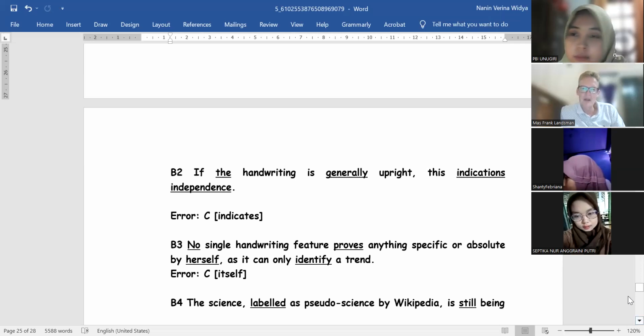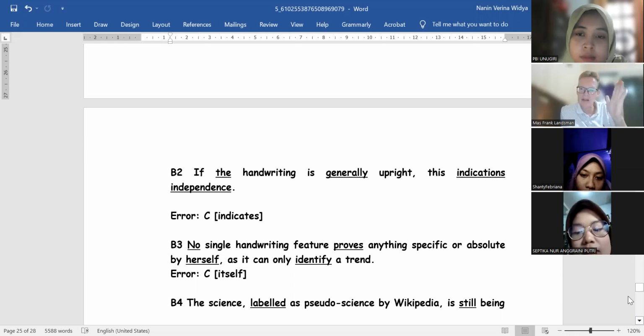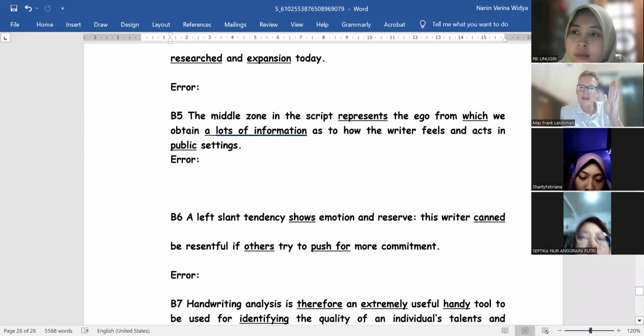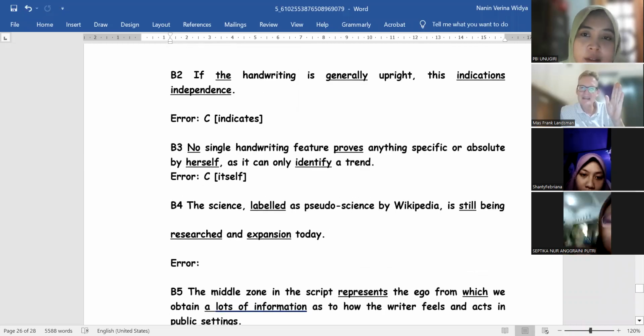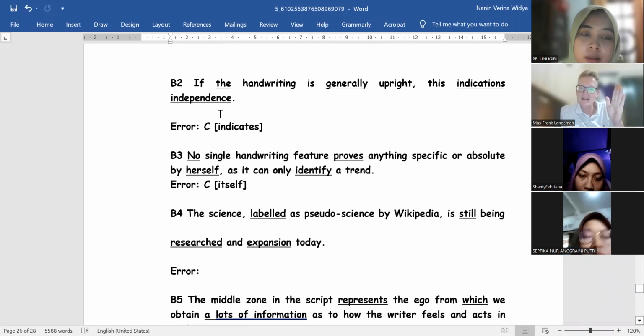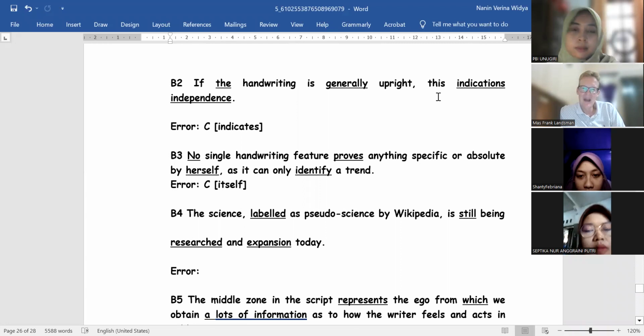Number 2, B2 is the second part. Yeah. If the handwriting is generally upright, tegak, yeah, so standing up straight, this indications, up. Yeah, this indications independence. So if people don't lean to the left or to the right, but it goes straight up, it means you're an independent-minded person. Mandiri, yeah. And here, of course, this indicates, ya, menunjukkan kemandirian. So here, C indicates mandi sendiri dan semuanya.